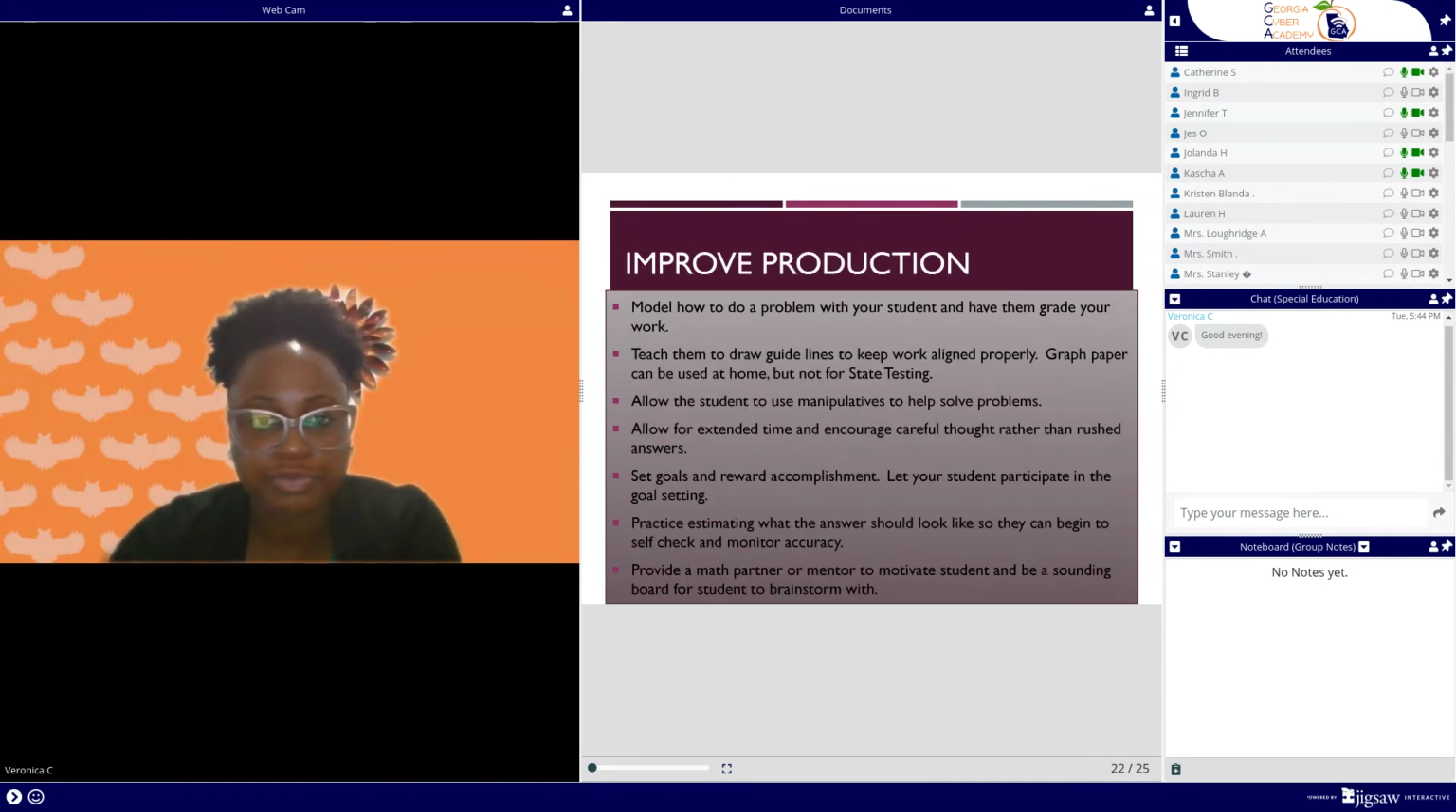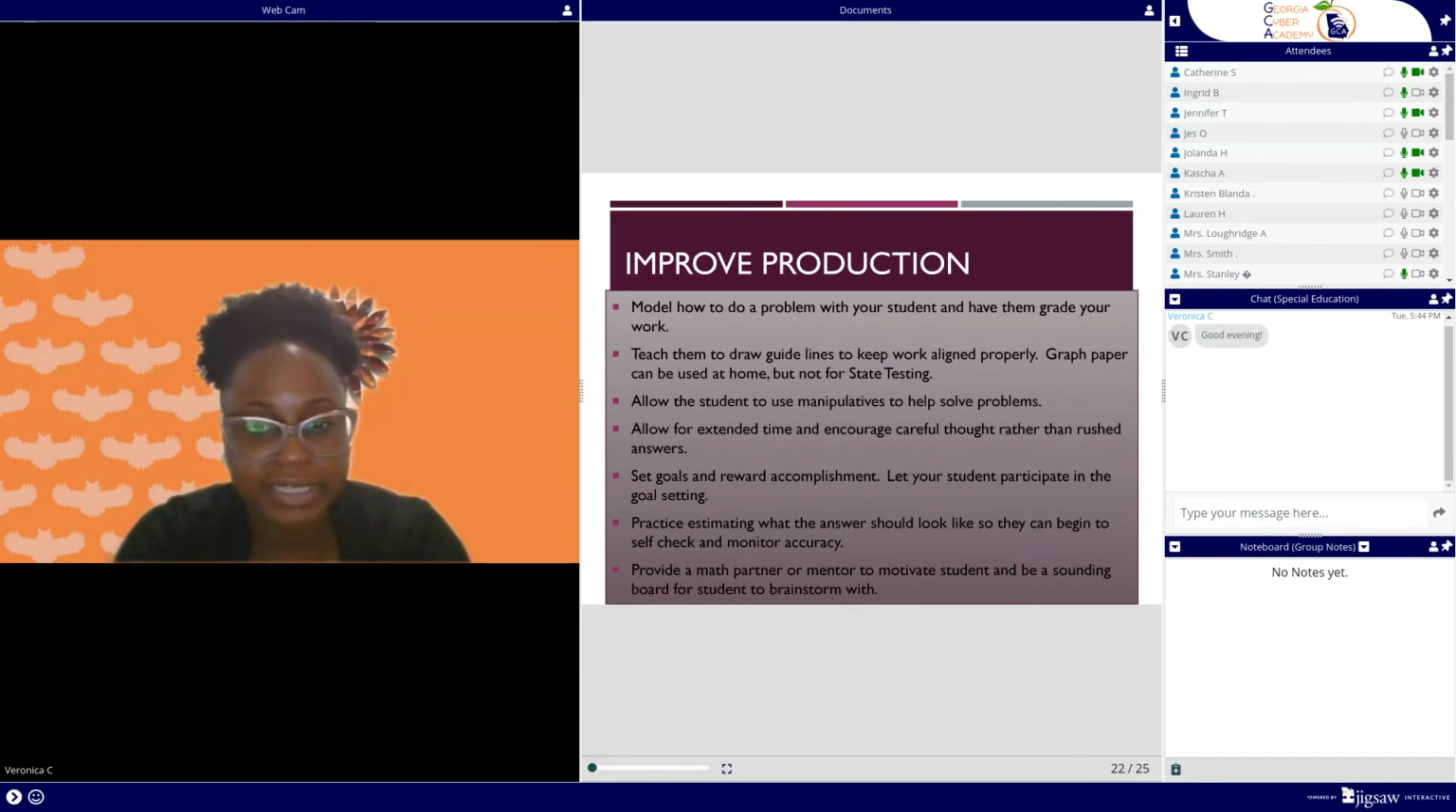Next, we can improve production. Modeling is one way to do that. Show them how to do it. Teach them how to draw lines to guide their work using graph paper. Allow the student to use manipulatives. Like I said, with my kids, I use Oreos or Skittles or things like that, something that they may like to help show a problem.